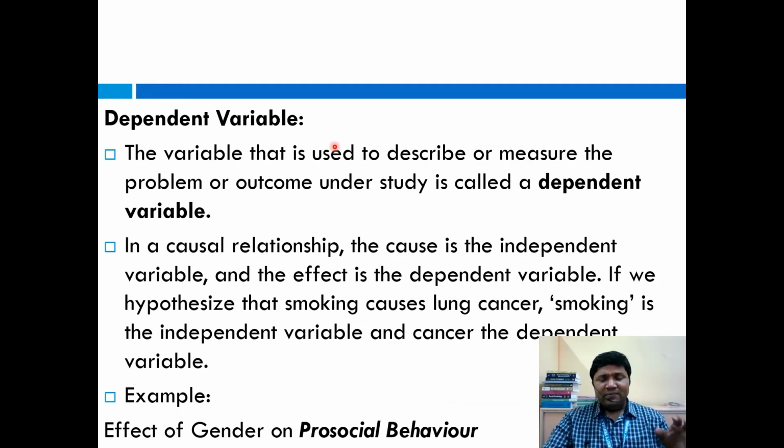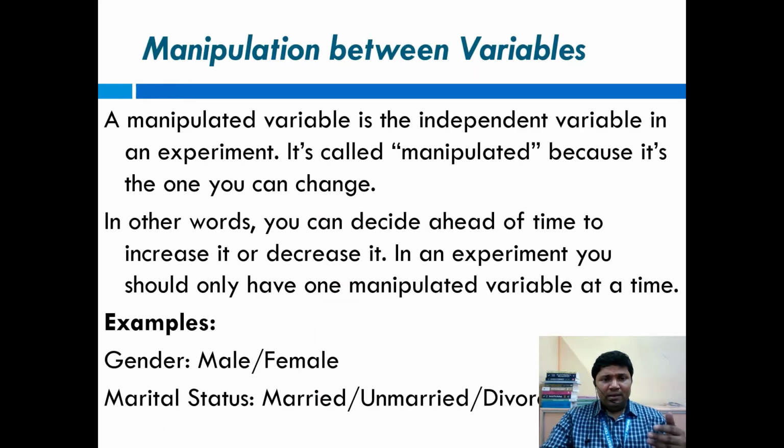It means the variable which we can measure, that is dependent, or the variable which we can manipulate, that is independent variable. What is manipulation? This is the very important question. So a manipulated variable is the independent variable in one experiment. It's called manipulated because it is the one you can change.